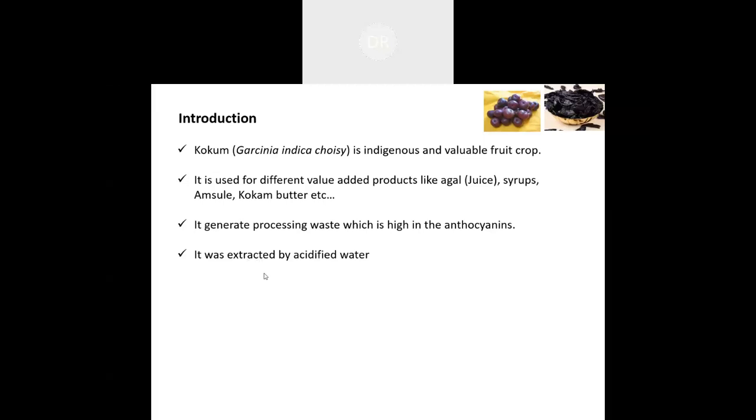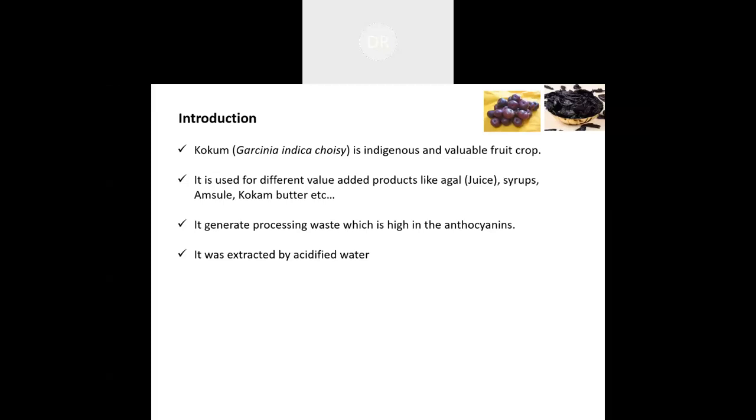In some cases, during the processing, the seeds go to waste, which can be recovered and used for the extraction of the butter, which also has high nutritional value and is used in the cosmetic industries. It is used as a skin improver.